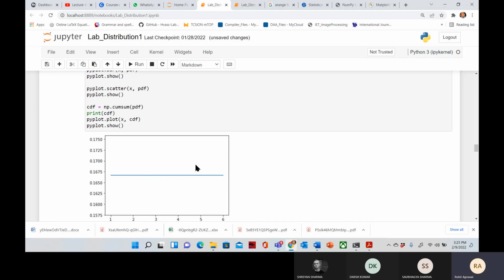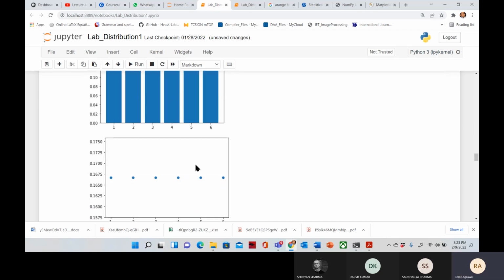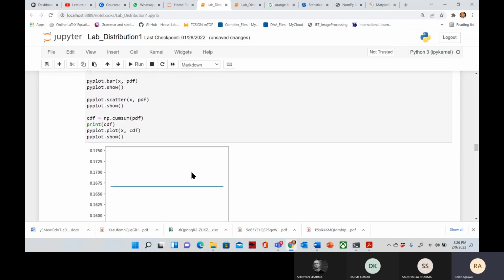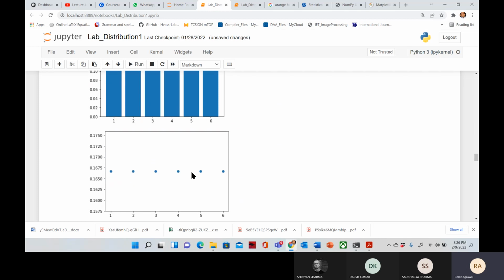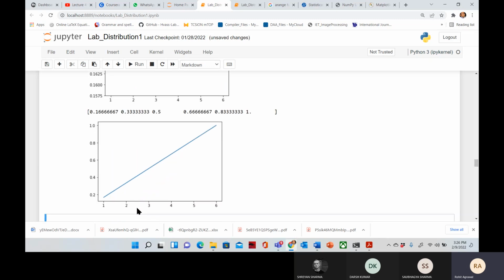See, this plot is coming. I have plotted three different ways: the first one is a simple line, the second one is a bar graph, and the third one is a scatter. There is no distribution, I think all of them are the same. Am I right? Yes. And if we plot the CDF, it is just a sloped line.